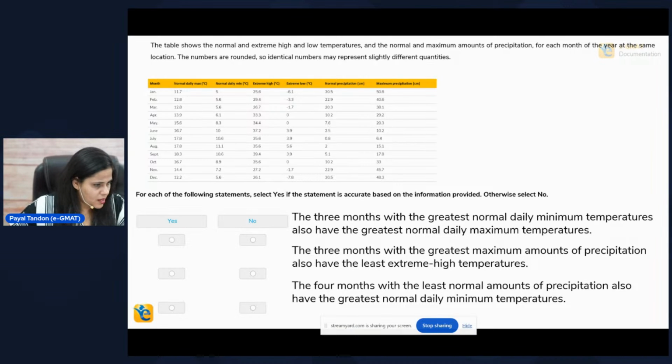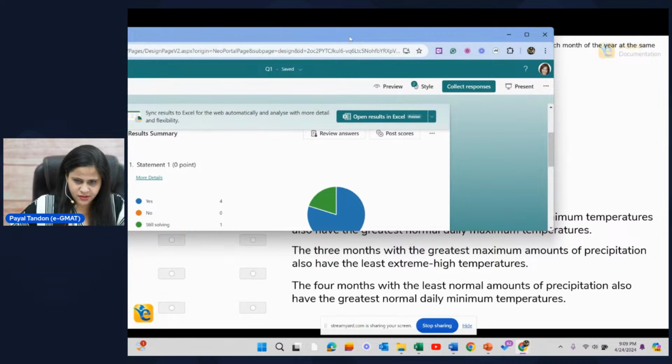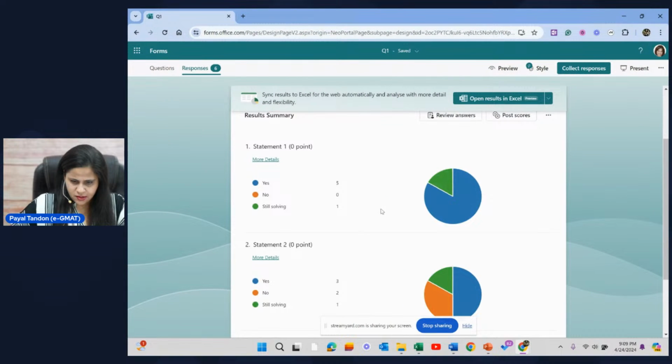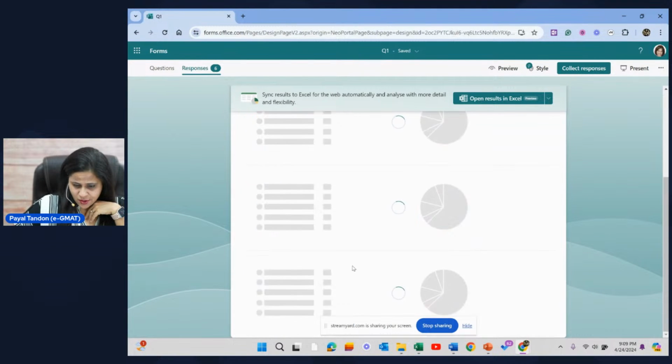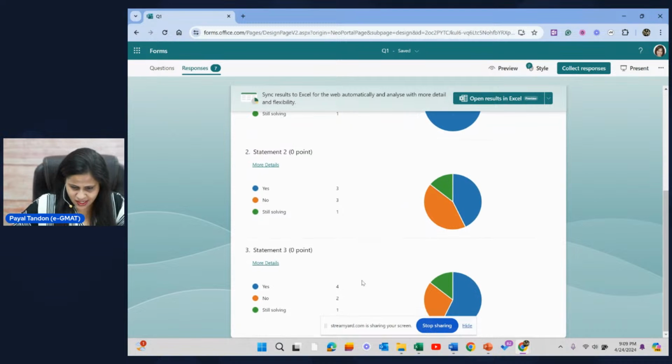Okay, so here are the responses for this question. So 5 of you selected yes here. Statement 2, there are 3 of you who said no, 3 of you who said yes, 2 of you who said no. And then likewise for statement 3 also, there is a mixed bag. So we can see that there is a mixed set of responses here.